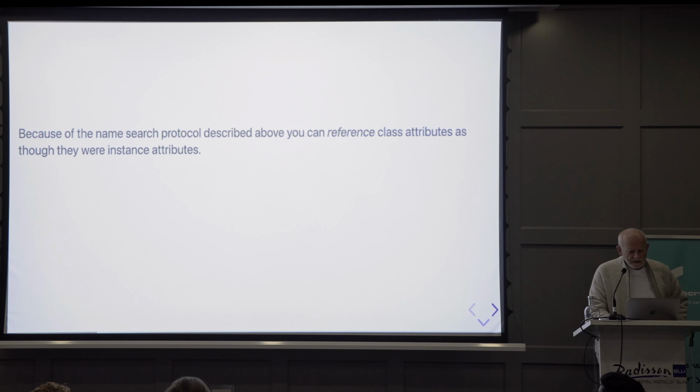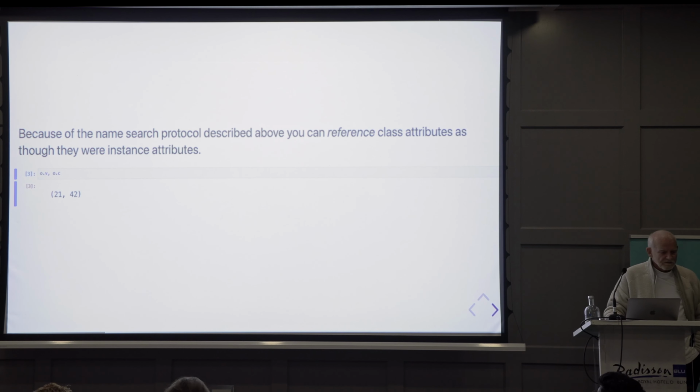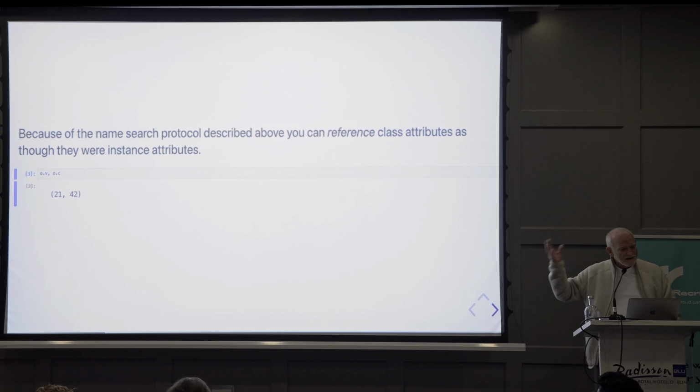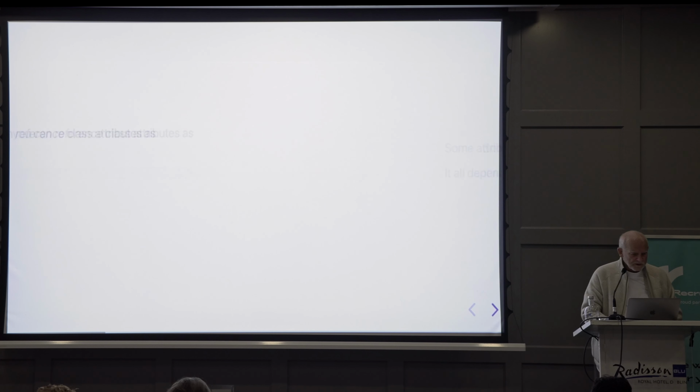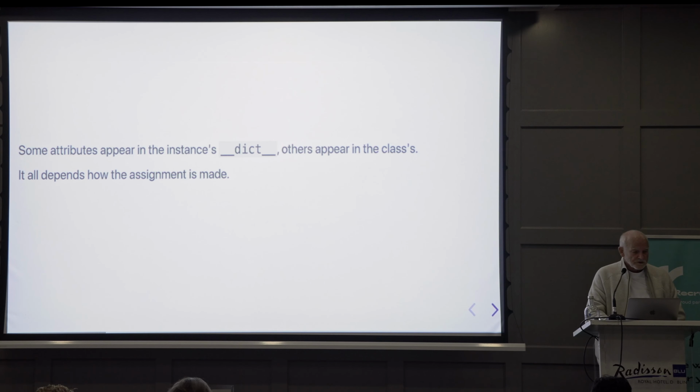So because of the name search protocol, you can reference class attributes as though they were instance attributes. So if I ask for the values of o.v and o.C, o being an instance of the class, then it will resolve o.C, which you'll remember is a class variable, just like it belonged inside the object o, as though it was an attribute of object o, even though it's actually an attribute of the class that o belongs to.